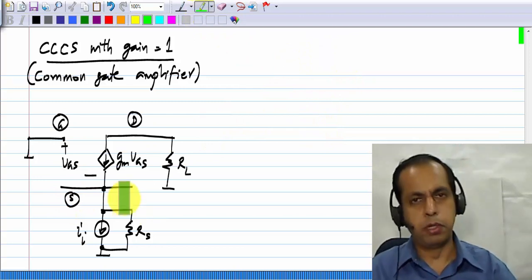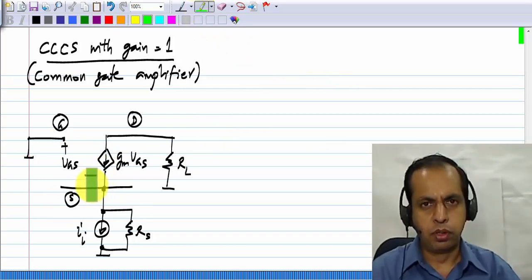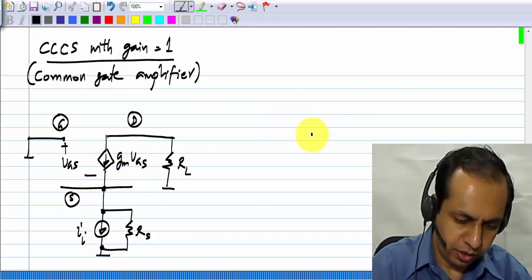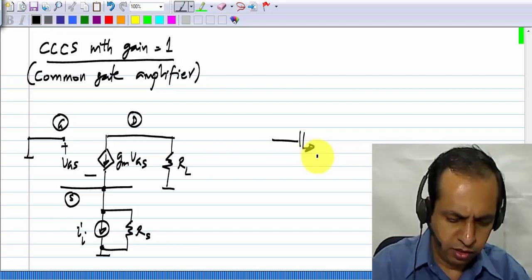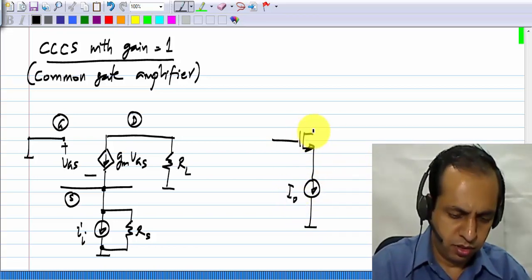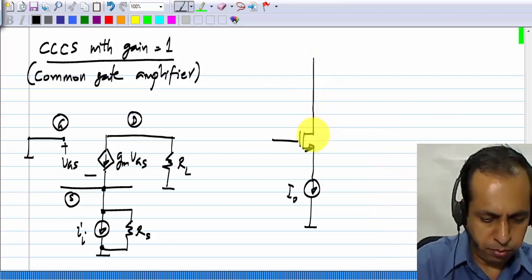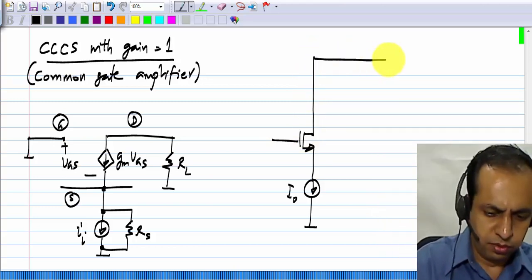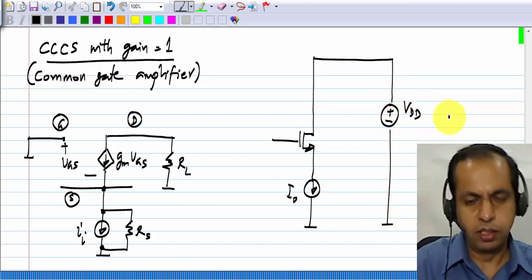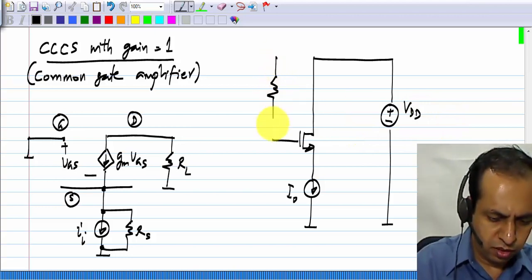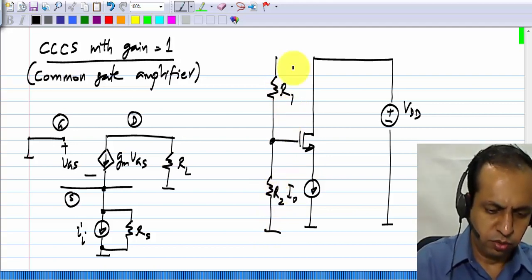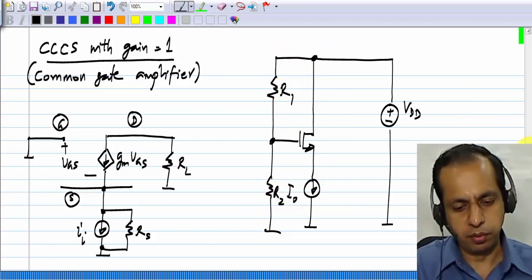Now, what biasing arrangement suits this? Like before, because the source terminal is not connected to ground, we use source feedback biasing. In source feedback biasing, we connect a current source to the source terminal, and the drain, just for biasing purposes, is connected to the supply voltage VDD, and the gate is biased with a voltage divider R1 R2, which is powered from VDD.